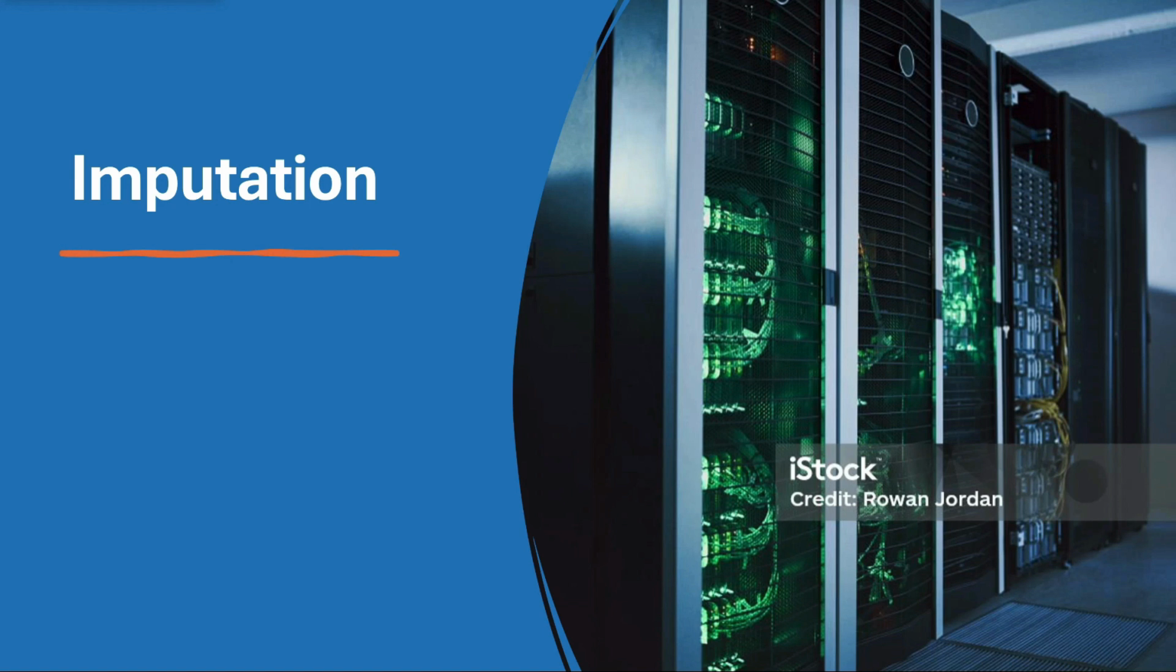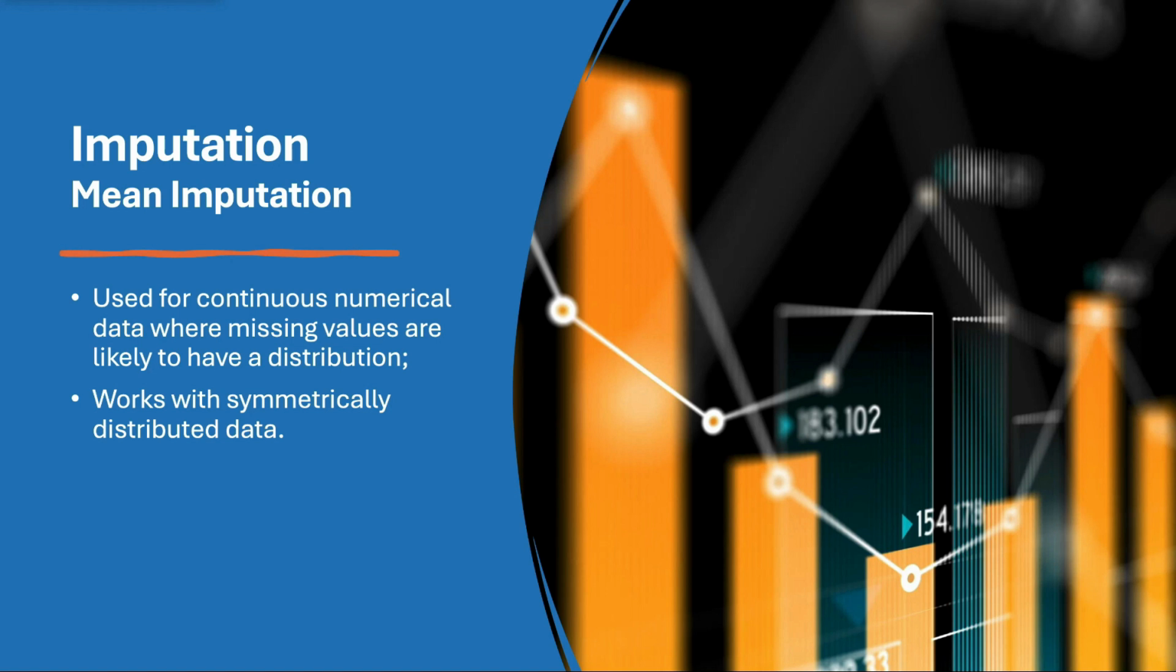A more refined approach is to impute the missing values. This could be done by filling them with mean, median, or mode of the column, or using more sophisticated methods like KNN Imputation or model-based imputation. Let's explore when each method is used. Mean imputation is generally used for continuous numerical data, where the missing values are likely to have a distribution similar to the non-missing values. Mean imputation works the best when data is symmetrically distributed, as the mean is a good measure of central tendency in such cases.